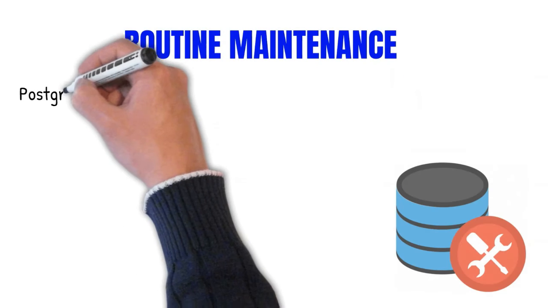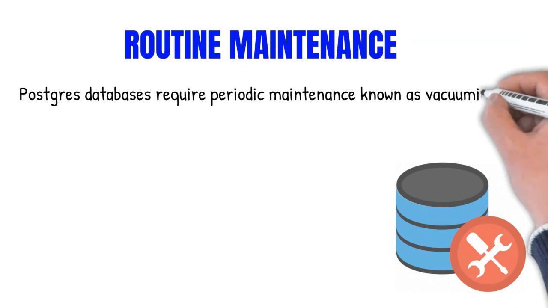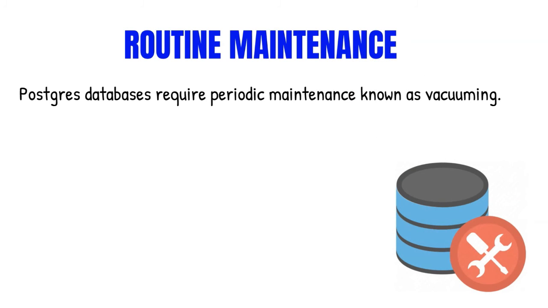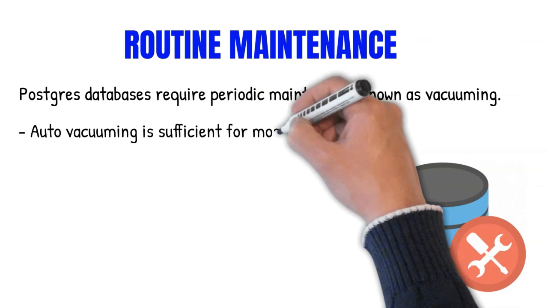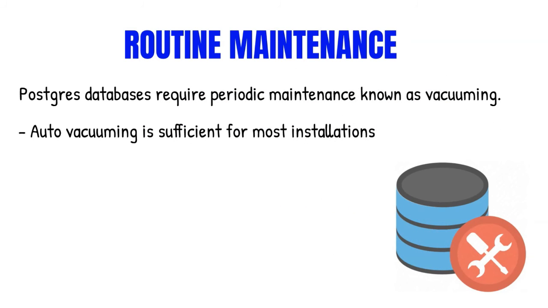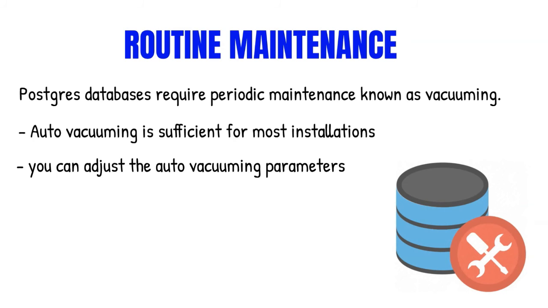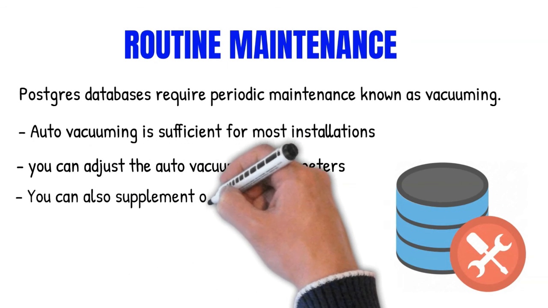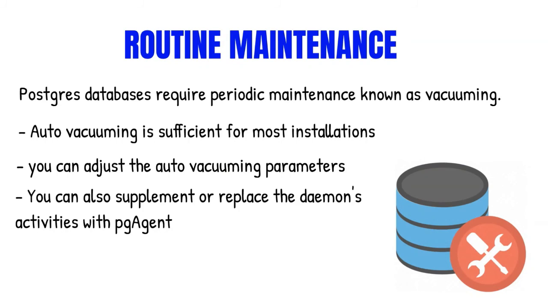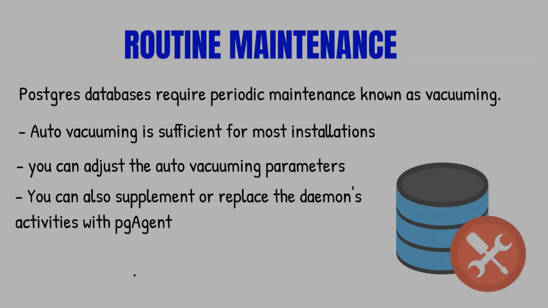Postgres databases require periodic maintenance known as vacuuming. For many installations, it is sufficient to let the vacuuming be performed by the autovacuum daemon, which we'll discuss later on in this module. You may need to adjust the autovacuum parameters to obtain the best results for your situation. You can also supplement or replace the daemon's activity with manually scheduled vacuum commands by using pgAdmin or cron to schedule scripts. In order to set up manually managed vacuum properly, it's essential to understand the concepts that we'll be covering in the upcoming lectures.